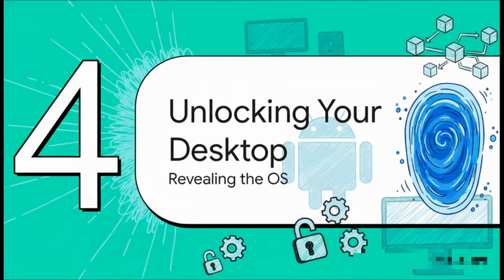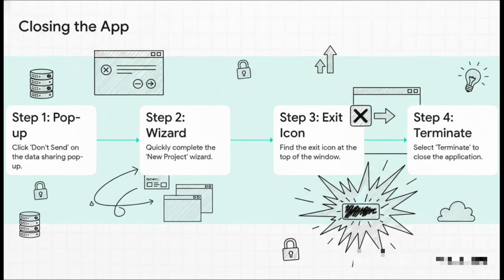Okay, so you've waited, the error page disappeared, and the environment finally loads. You'll see an application called Android Studio. But we want the full desktop, right? And getting there requires one last little trick. The whole goal here is just to close the app that opens by default. So you'll click through a couple of pop-ups, quickly create a dummy project just to get through the wizard, and then you'll look for the exit button to terminate the application. This doesn't shut down your server, not at all. It just closes the program and reveals the powerful Linux system hiding right underneath.